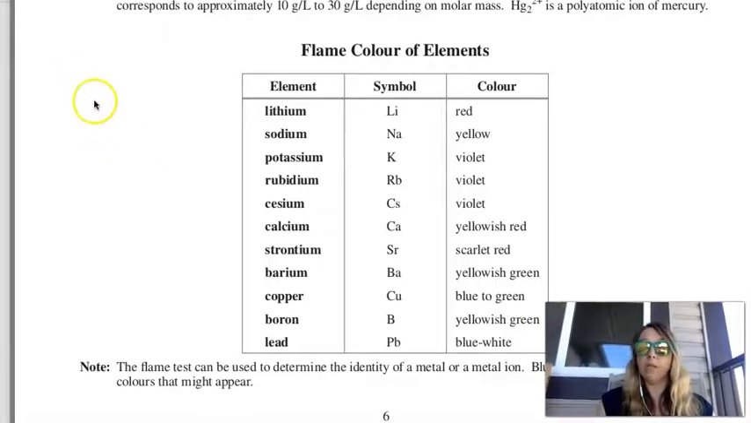So that is one thing that we can do. We can do a flame test, okay? It's only going to allow us to determine what the metal is, but that does at least start to narrow it down for us.